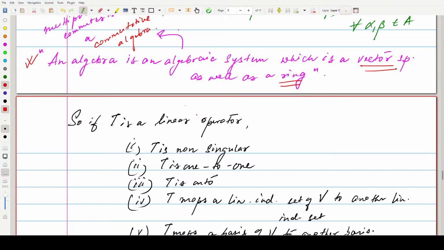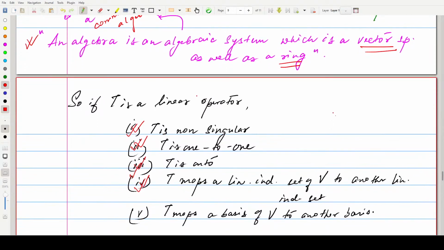So T is a linear operator. It needs to be non-singular, and T is one-to-one. T is onto. T maps a linearly independent set of vectors V to another linearly independent set because it's supposed to be an operator. So we are doing a full rank transformation, and T maps the basis of V to another basis, right? So we are essentially taking one basis and mapping it to some other basis. The basis will obviously be different.